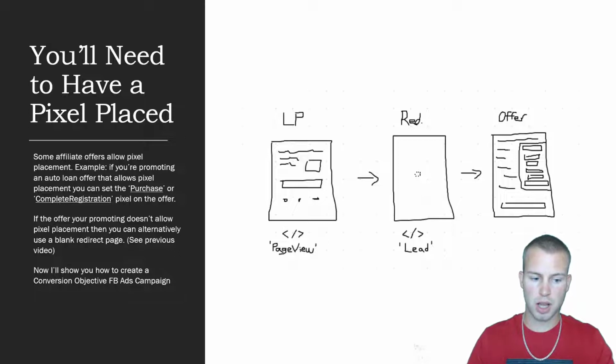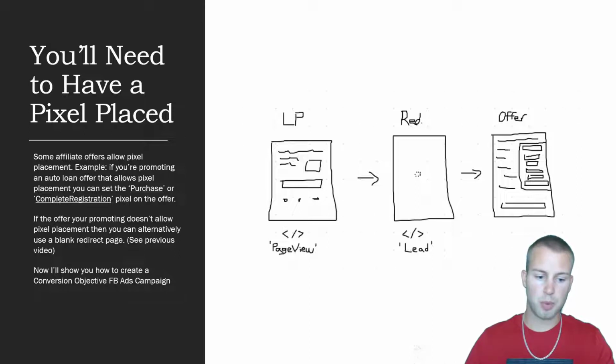So some offers allow pixel placement. Example, if you're promoting an auto loan offer that allows pixel placement, you can set the purchase or complete registration pixel on the offer. To do this, you would just reach out to your affiliate manager and say, hey, I noticed that this offer allows pixel placement. Here's my pixel. Can you send it to the offer owner and place the pixel on their thank you page? And that's as simple as it is.